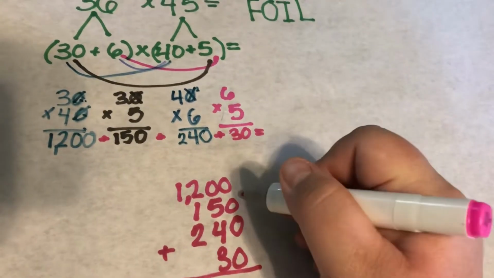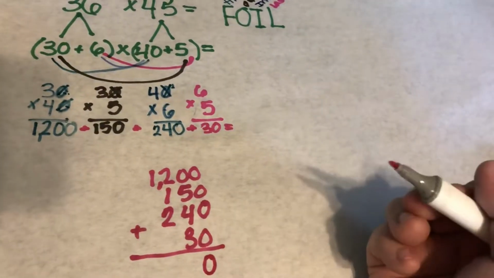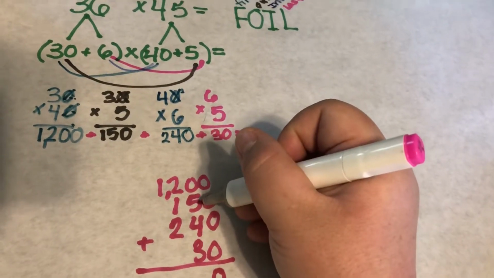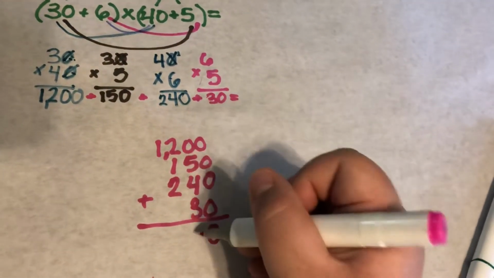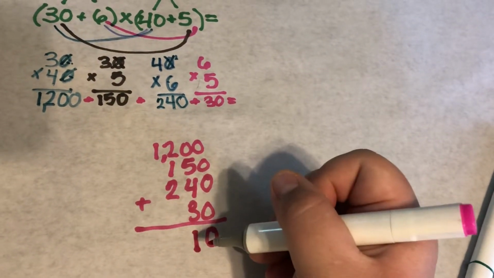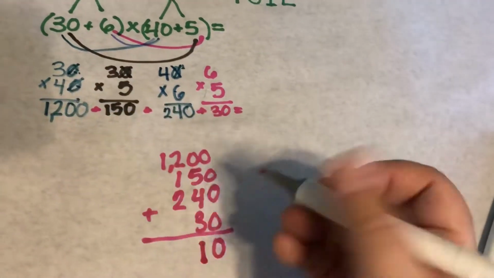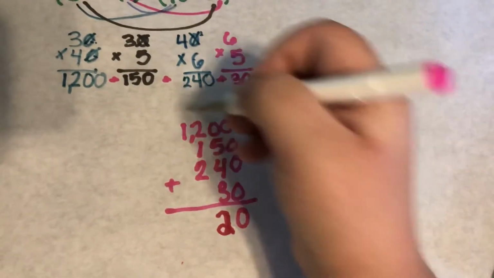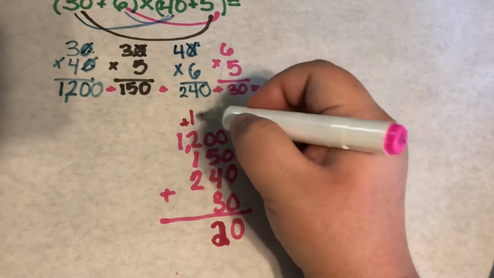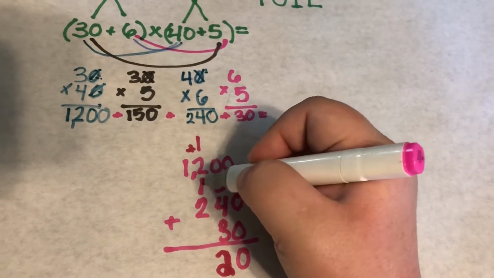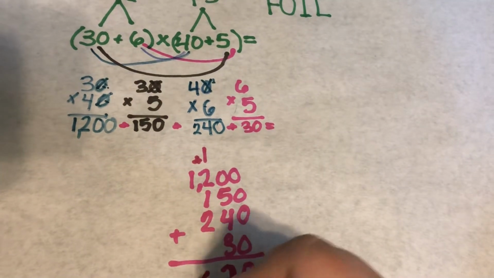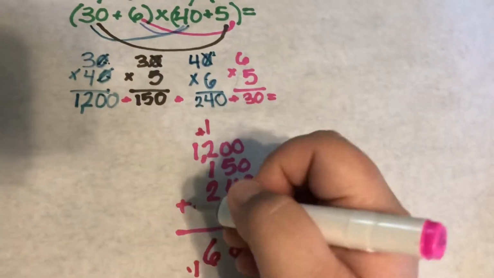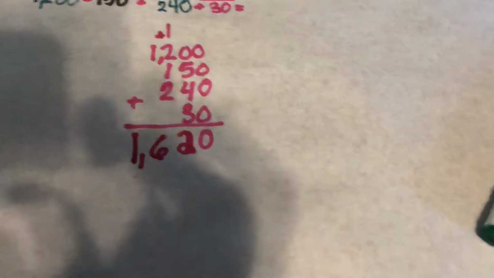Okay, so 0 plus 0 plus 0 plus 0 is 0. 0 plus 5 is 5. 5 plus 4 is 9. 9 plus 3 is, let's see, 9, 10, 11, 12. Oops. 12 goes down here, and it raises up to here. So 1 plus 2 is 3. 3 plus 1 is 4. 4 plus 2 is 6. Bring down the comma, and then you have 1 plus 0 is 1.